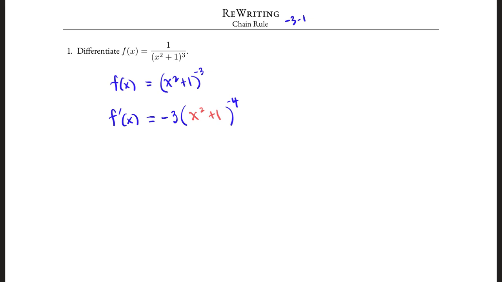We do not change the inner function, but what do we do with this? We multiply by the derivative of the inner function. The derivative of x squared plus 1 is 2x. And that is the final answer.